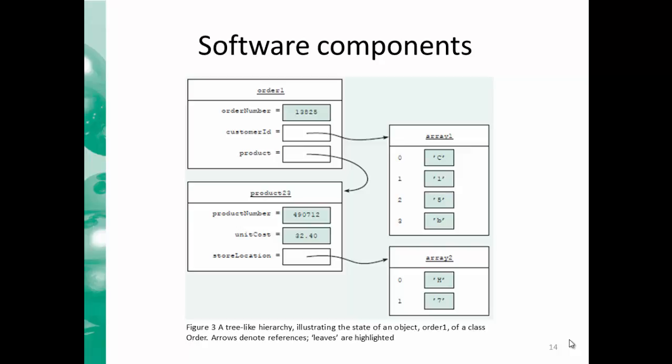So order 1 has two objects, array 1 and product 123, and a primitive. Product 123 in its turn has two primitives and another object of type array, and the array itself is built up of characters.